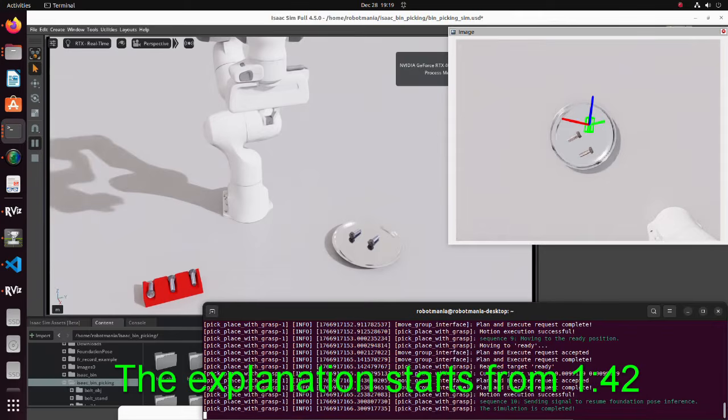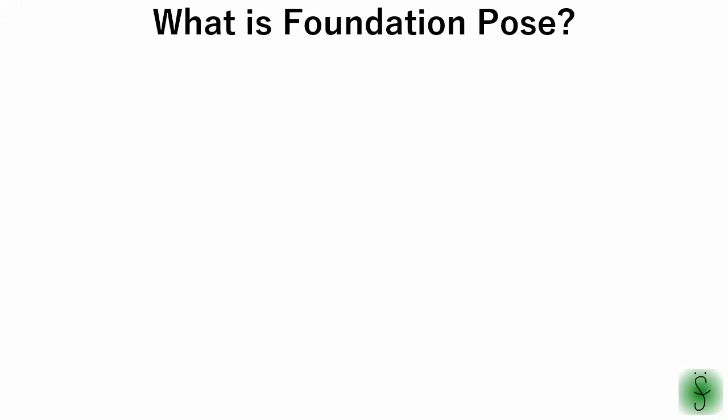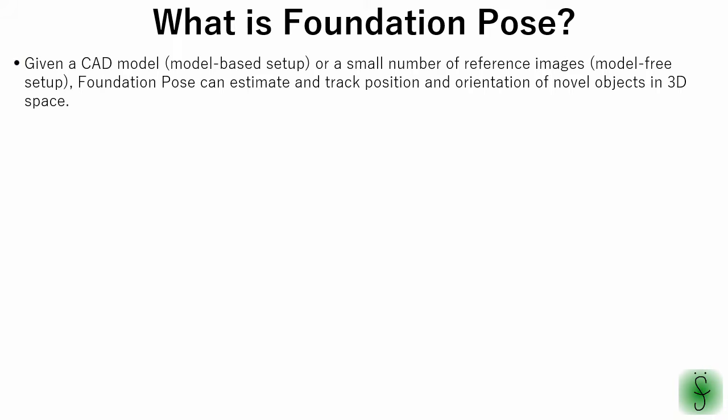Now let's see how we do this. Let's begin from FoundationPose. FoundationPose plays the key role in this tutorial. Given a CAD model or a small number of reference images, it can estimate and track the position and orientation of novel objects in 3D space. It is revolutionary in that it works without any object-specific training.